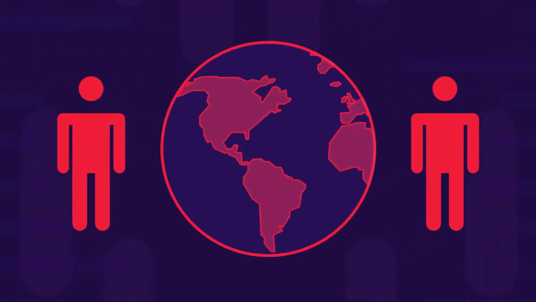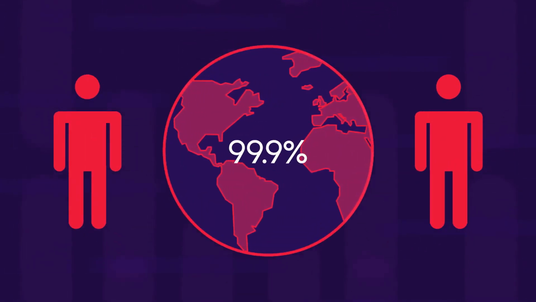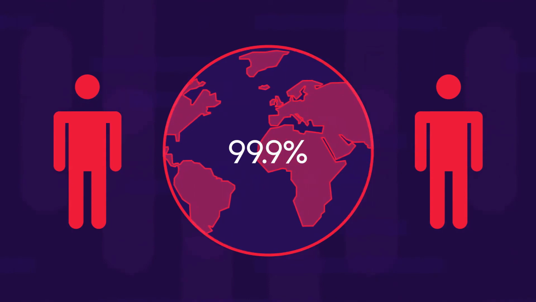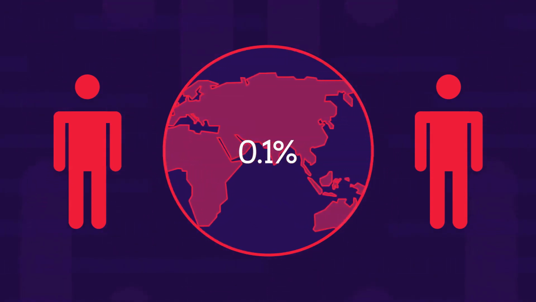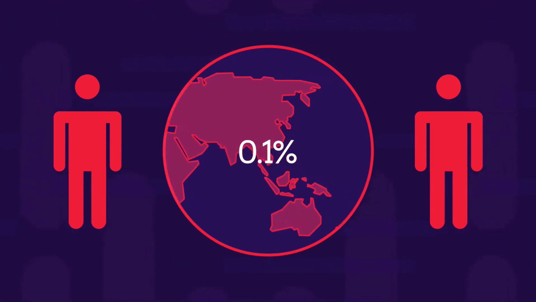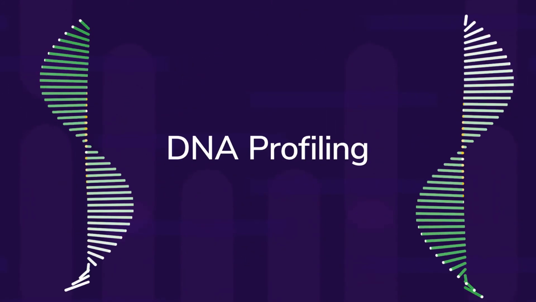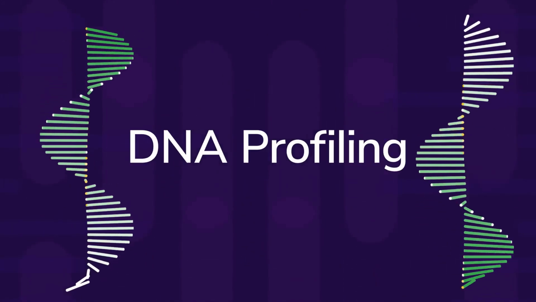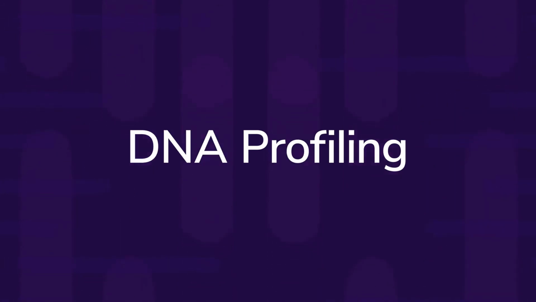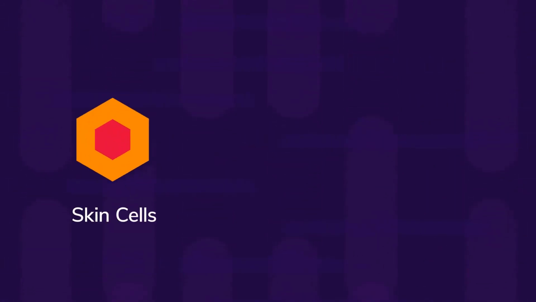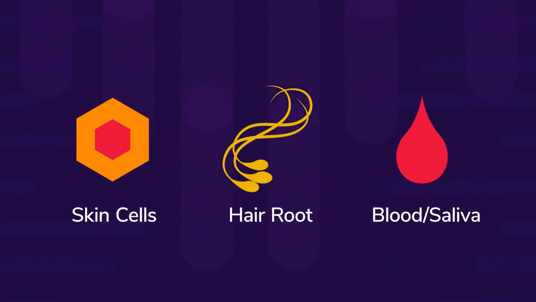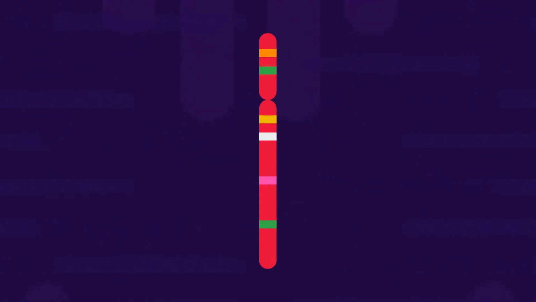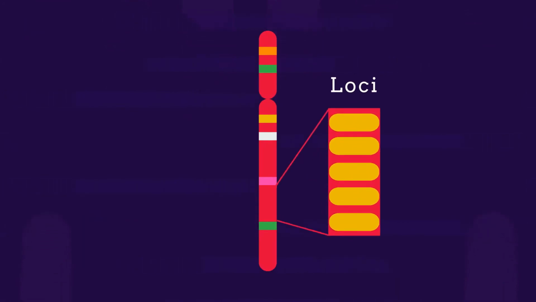Any two people in the world have 99.9% of their DNA the same, so this process analyzes the differences in the remaining 0.1%. This modern technology is called DNA profiling. It's a very sensitive technique which only needs a few skin cells, a hair root, or a tiny amount of blood or saliva.